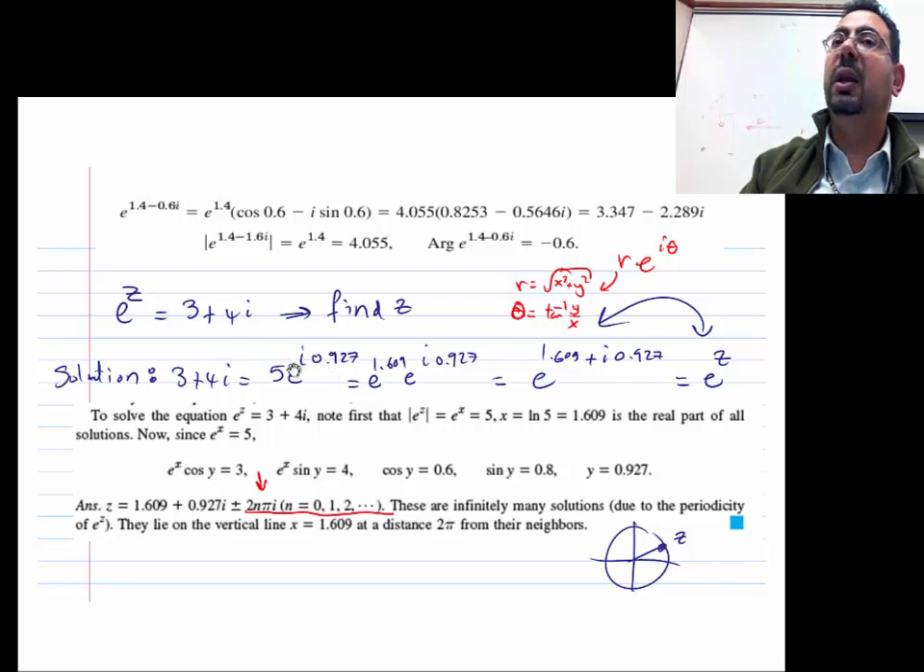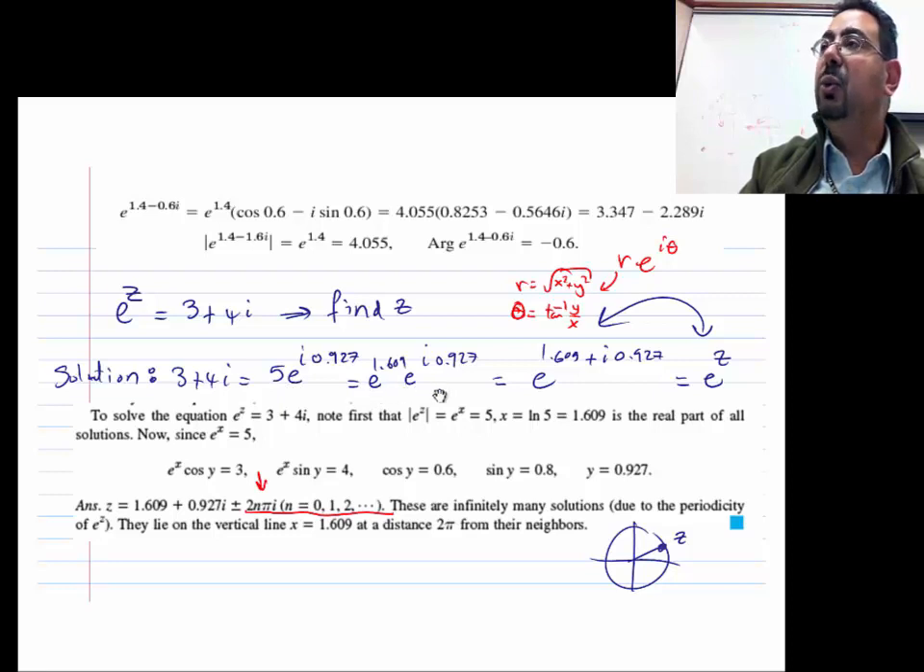Is it apple and apple or not yet? If I say that e to the power z is 5 e to the power i times 0.927, is that apple and apple? Because of the 5, right? We need to make this 5 go here as well. So how do we do this? If we make this 5 in the form of e to the power something, okay? So take the ln. ln 5 becomes 1.6, which means that e to the power 1.6 is 5.